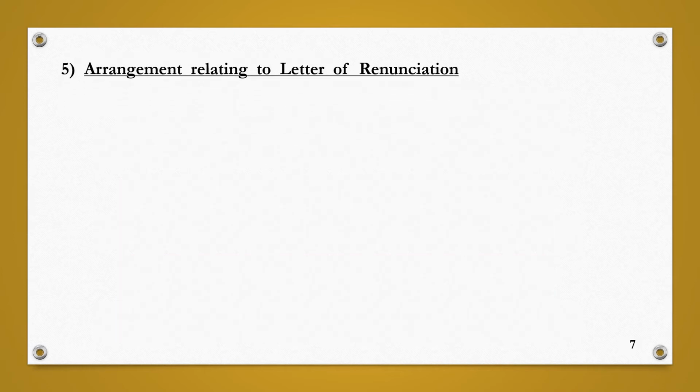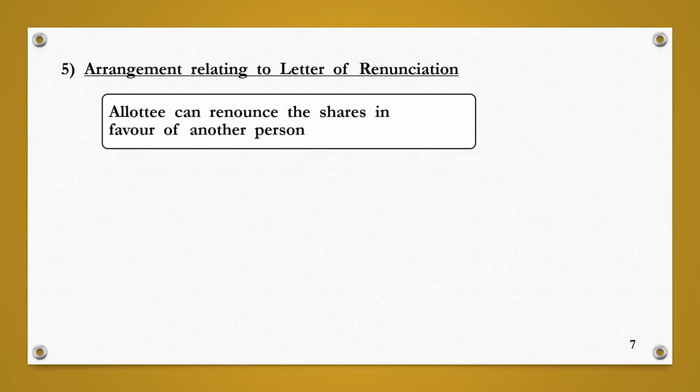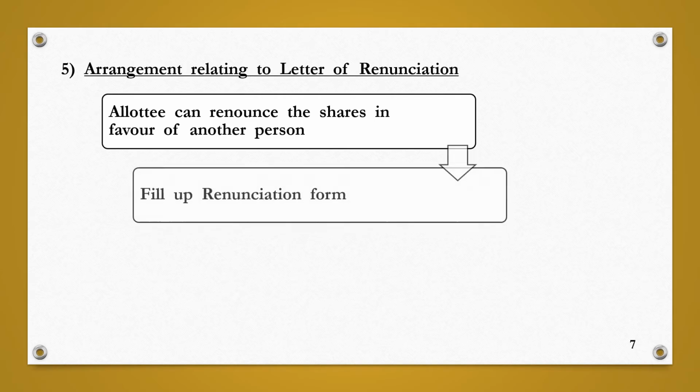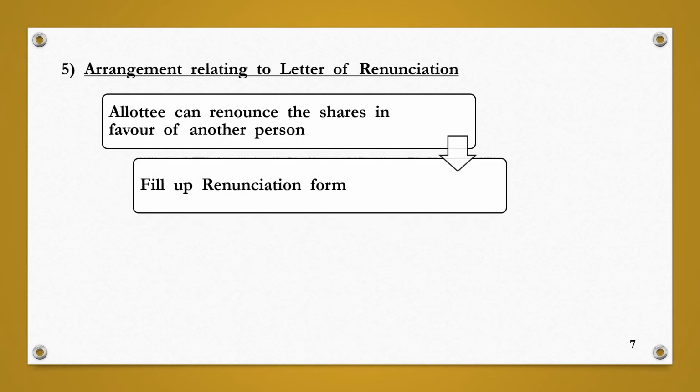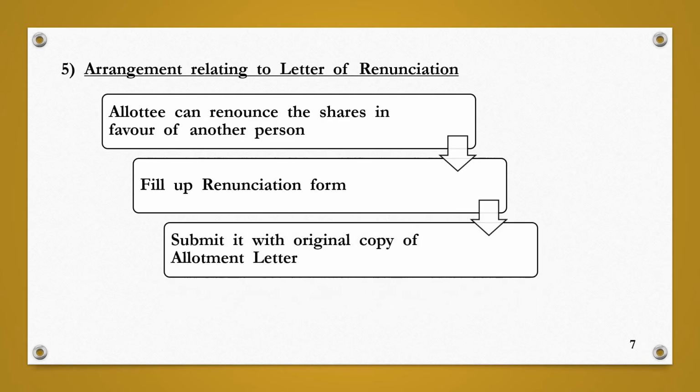Let us now move towards the fifth step, which is arrangement relating to letter of renunciation. All those applicants who have received letter of allotment have a right to renounce, that is, they can give up their shares in favor of another person. However, for this purpose, they have to fill a form called the renunciation form. This renunciation form then needs to be submitted to the company along with the original copy of the allotment letter.